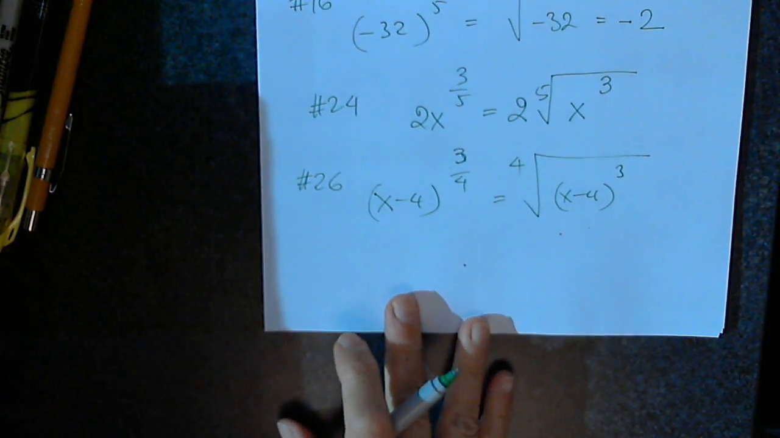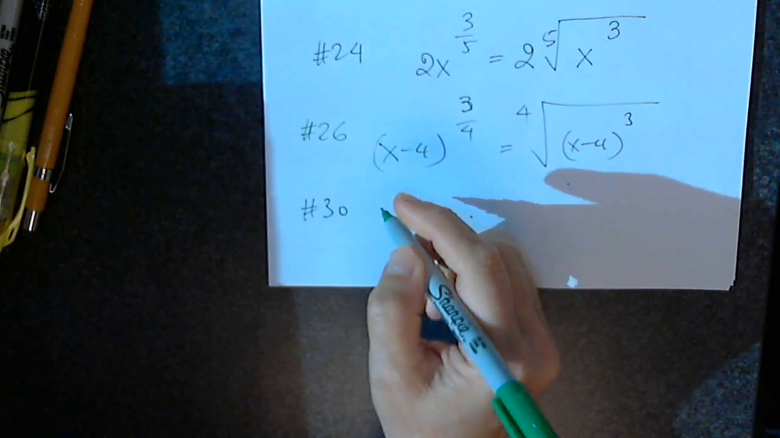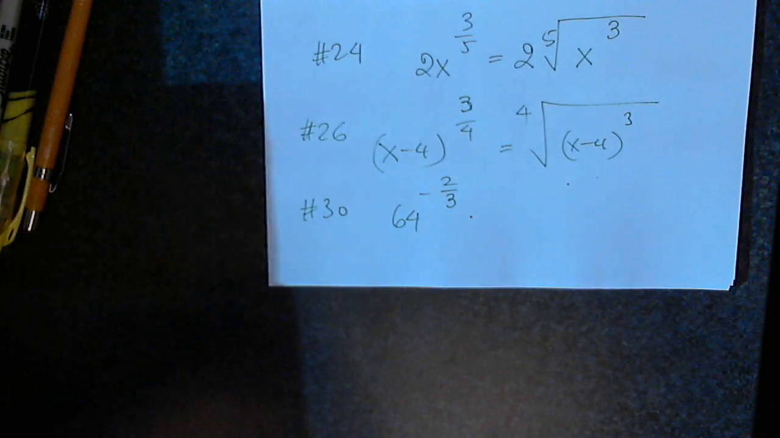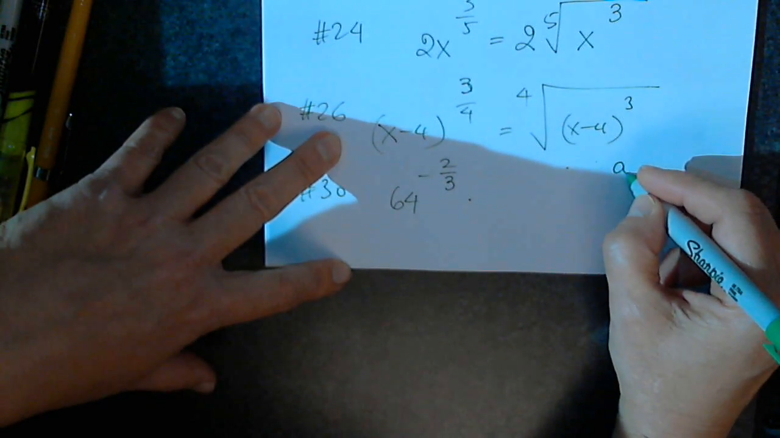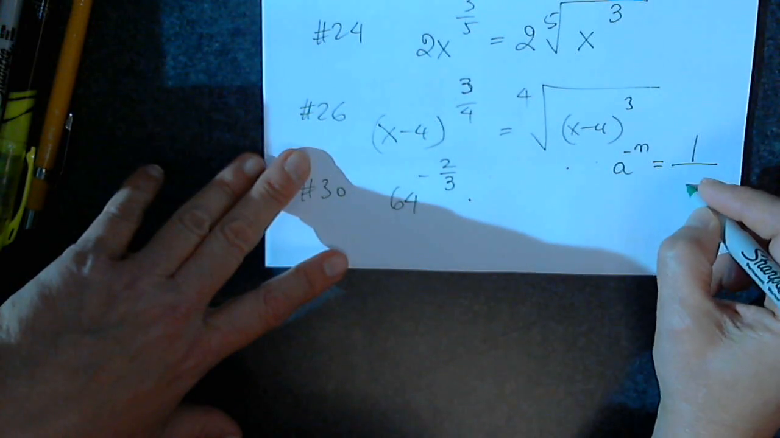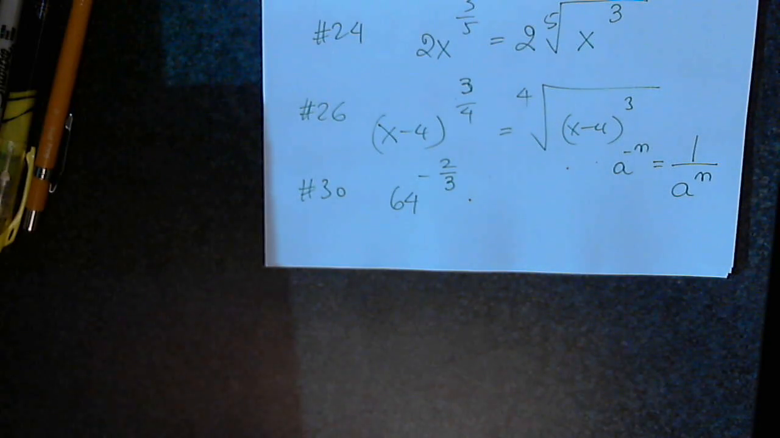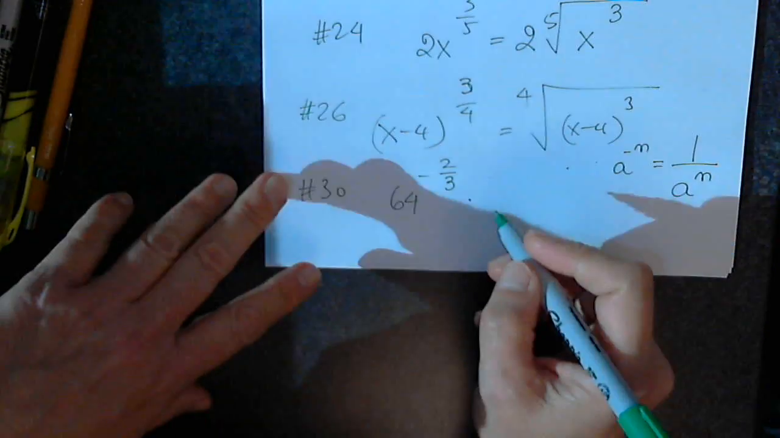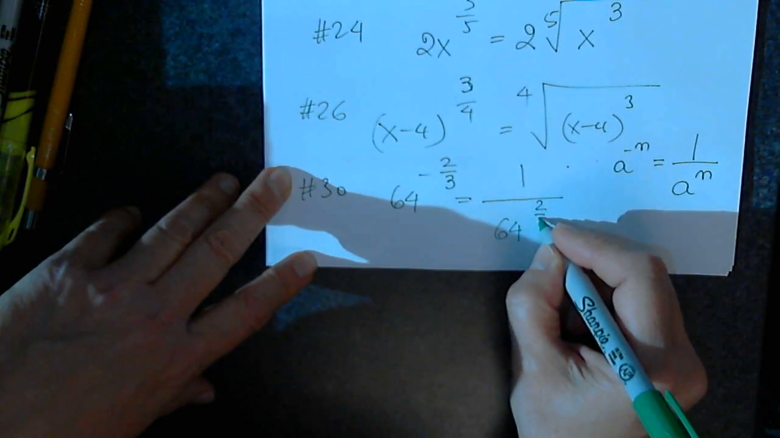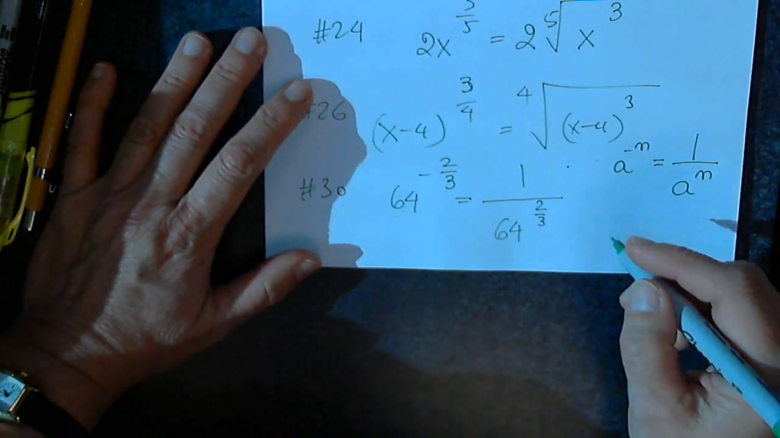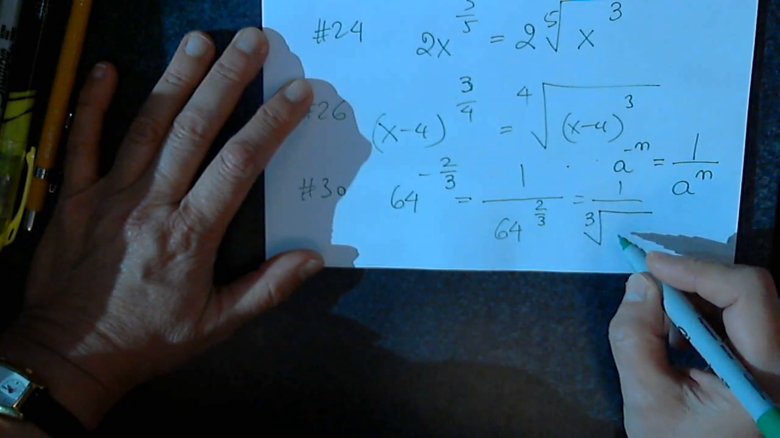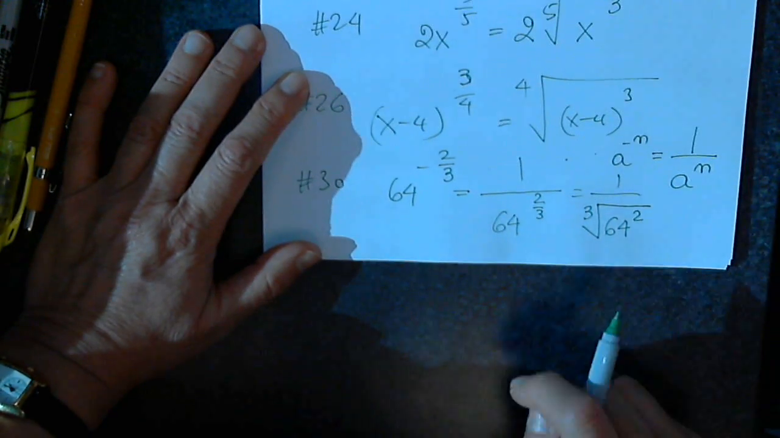One more and I'll stop, I promise. 30. 64 raised to negative 2/3. Before we simplify this, let me remind you, a raised to a negative exponent is a fraction, which is 1/a to the positive exponent. We agree? Okay, perfect. So this is 1/64 to 2/3. So it's 1 over the cube root of 64 squared.